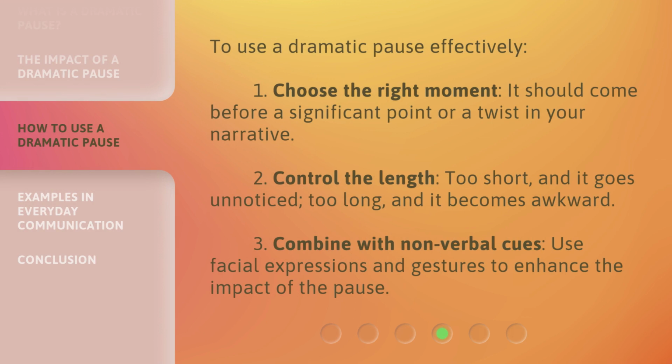To use a dramatic pause effectively: 1. Choose the right moment. It should come before a significant point or a twist in your narrative. 2. Control the length. Too short, and it goes unnoticed. Too long, and it becomes awkward. 3. Combine with nonverbal cues. Use facial expressions and gestures to enhance the impact of the pause.